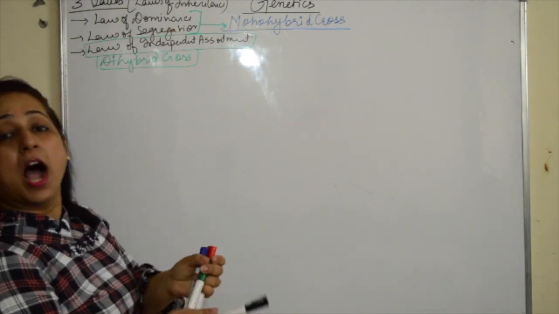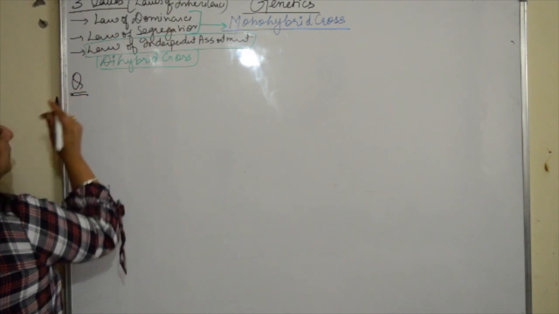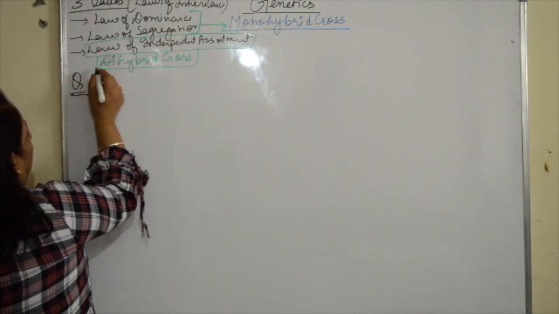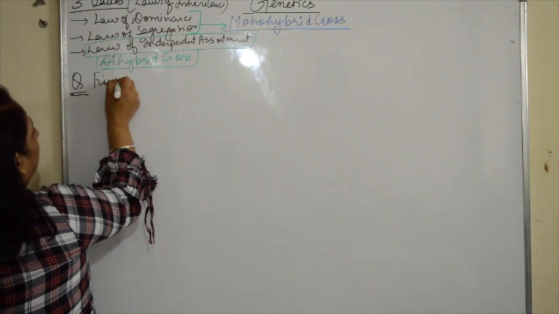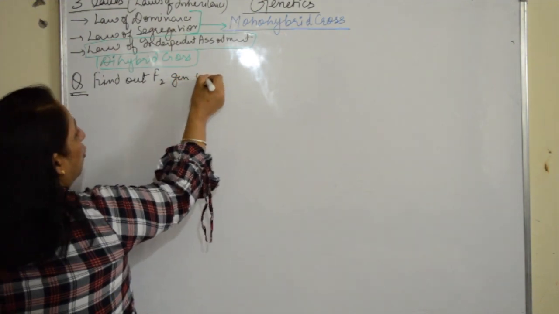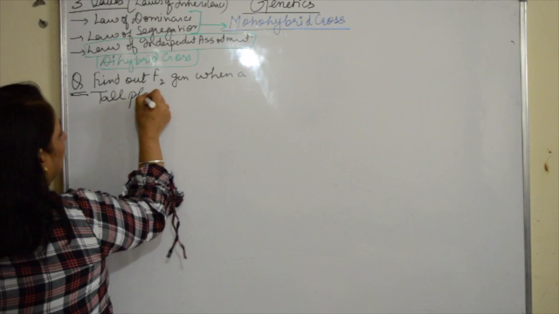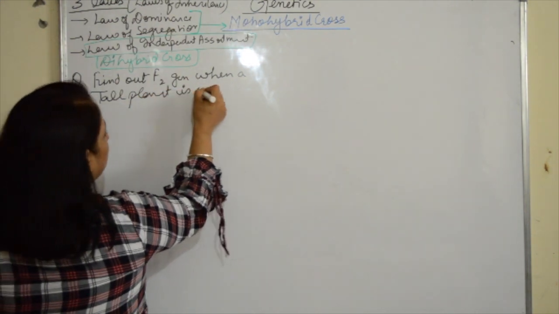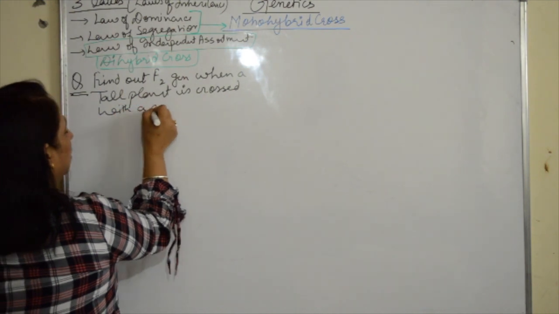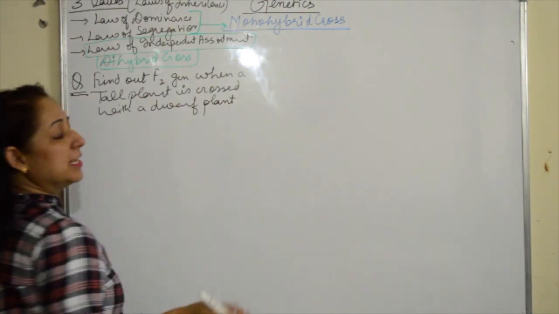So let's just see how it comes in the paper. What type of a statement do you get? So maybe the statement starts like this. Find out the F2 generation when a tall plant is crossed with a dwarf plant.